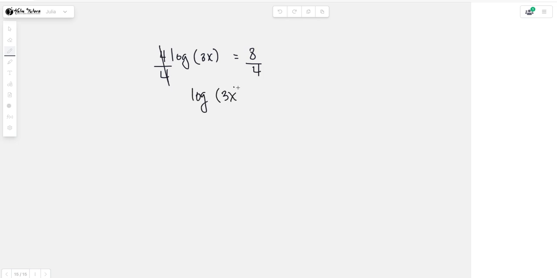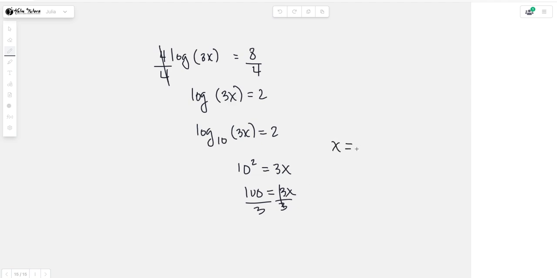Log of 3x is equal to 2, right? Yeah, now to do the same translation, you have to show the base. So that's log base 10, because log without a base is base 10, of 3x is equal to 2. And then from here, what do we say? Yep, beautiful. 10 squared equals 3x, and that's 100 equals 3x. Divide by 3. So x equals 100 over 3. Okay, good.